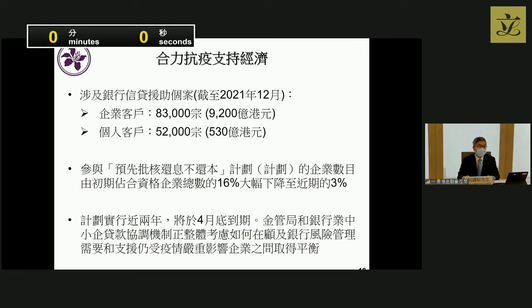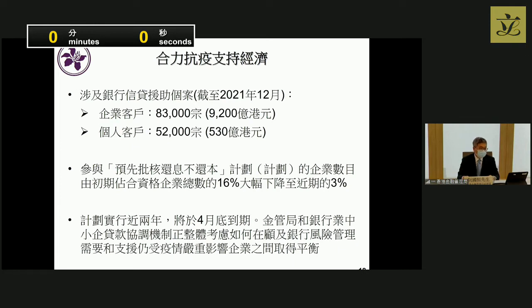Now, you may be concerned about support for SMEs in the current pandemic. About a year or so ago, we launched the pre-approved principal payment holiday scheme. At first, 16 eligible enterprises used this scheme, and then the take-up rate gradually lowered to 3% recently. And we further extended the scheme last year to the end of April this year, and we've agreed that by this time we may need to gradually put an end to the scheme.